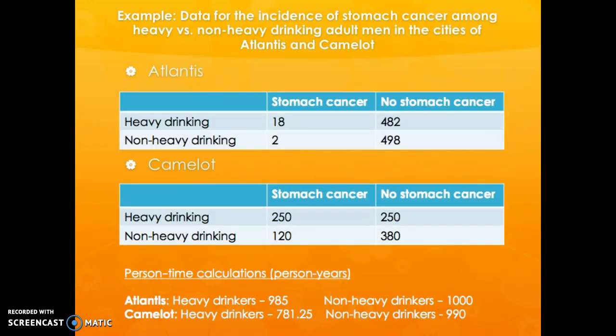Now here's an example we'll be using to help understand these. The example is the data for the incidence of stomach cancer among heavy versus non-heavy drinking adult men in the cities of Atlantis and Camelot. And these are 2x2 tables.